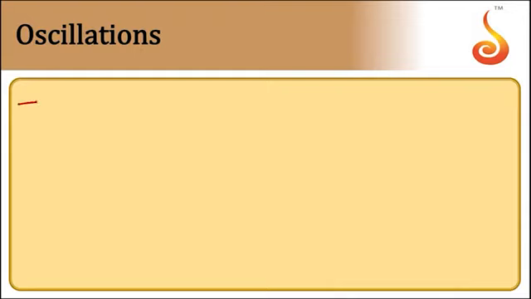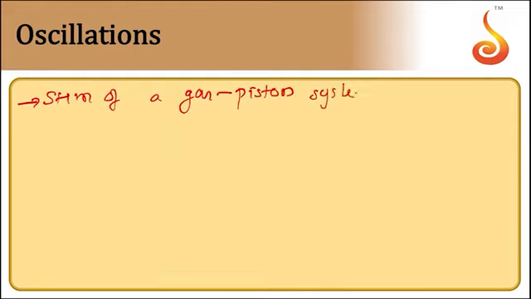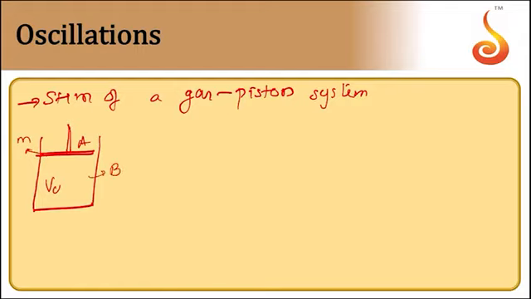Suppose we consider SHM of a cylinder containing ideal gas with a piston system. For example, you can just visualize this. There is a cylinder fitted with a piston. A is the area of cross section, V0 is the volume of the gas, and m is the mass of the piston, and B is the bulk modulus of the gas.